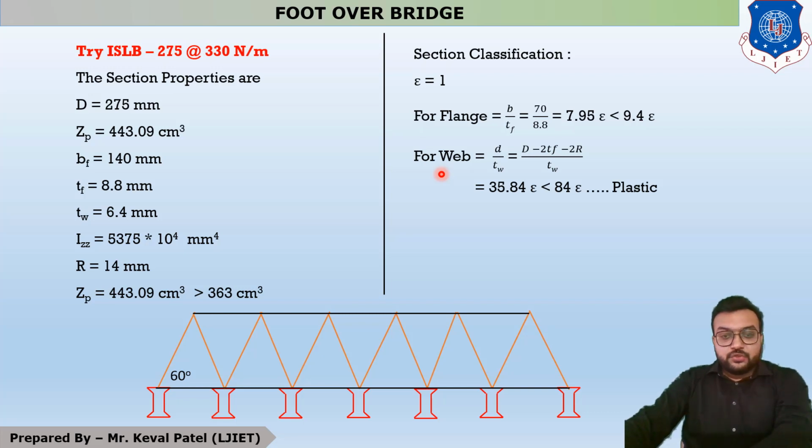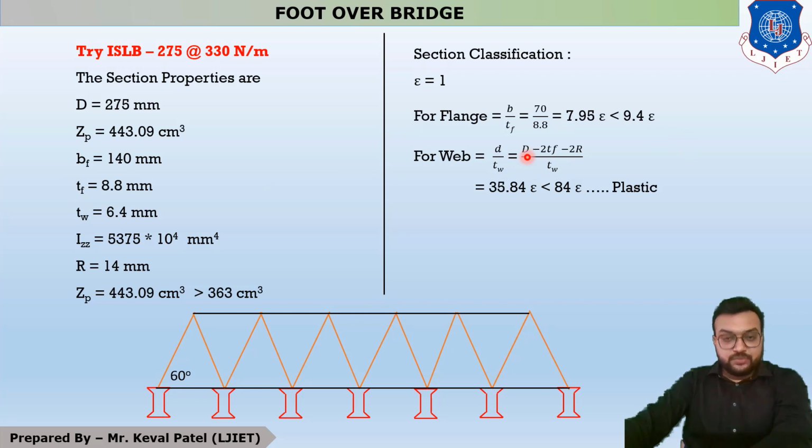So for neutral axis at mid depth, the equation is d by tw. Now, what is small d? Small d is capital D minus the thickness of both flanges and minus the root radius on both sides. And you can see that you have all the data.